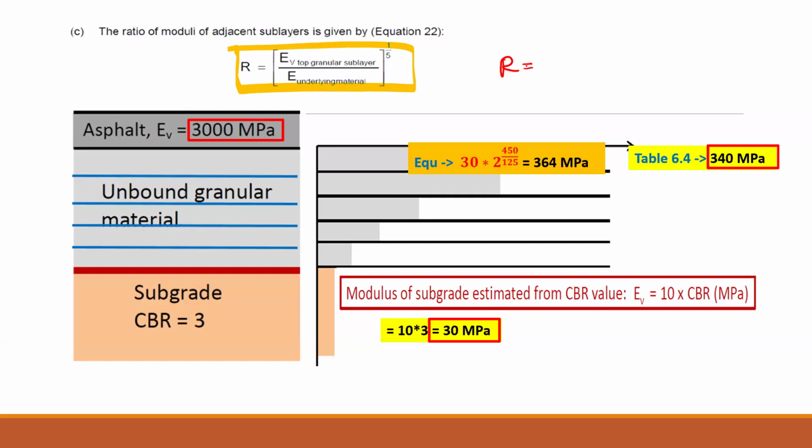They are asking for the top granular sublayer, the one that we just found, which is 340. So we don't use 364. Yes, we ignore this because we go with the lower value. We divide that by the underlying material's modulus. What is the underlying material? 30. And to the power of 1/5. What do you get?